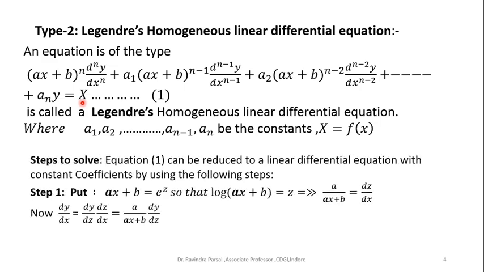Now the steps to solve equation 1, reducing it to a linear equation with constant coefficient, are the same as we used in the previous Cauchy case. Similarly we can proceed for the Legendre case. In place of x you will put the factor ax plus b equal to e^z, by taking log and then differentiating with respect to x. This gives a/(ax+b) equal to dz/dx, or we can say that dy/dx can be written as dy/dz into dz/dx, equal to a/(ax+b) into dy/dz.